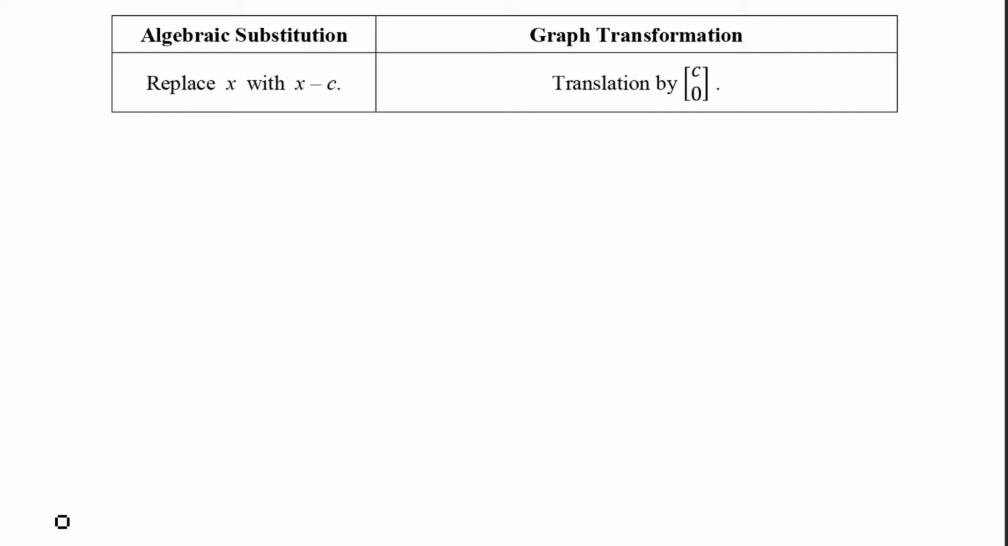This is a better way of describing translations than just talking about directions left, right, up, down. If we say it's a translation by (c, 0), written as what we call a column vector, with one number above and one below, that means that we have translated it c units in the x direction and no units in the y direction. It has not moved up or down at all.